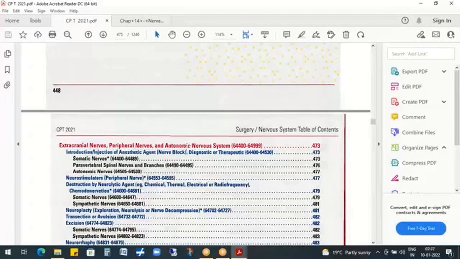Third procedure. Administration of anesthetic agent for nerve blocks.